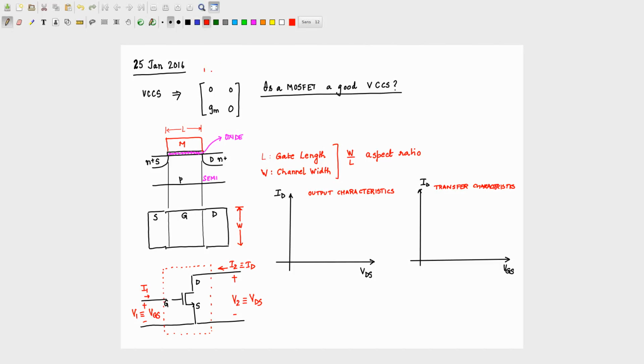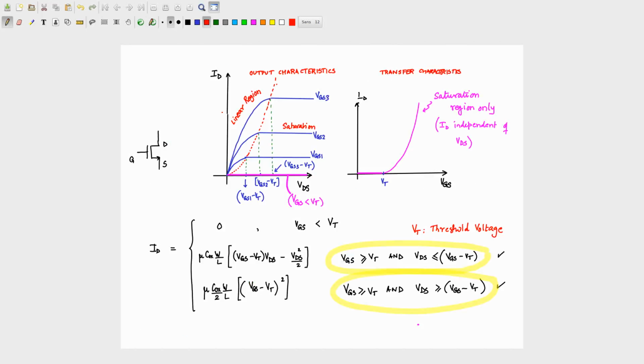Okay. So why did we start doing all this? We started doing all of this because we asked the question as to whether a MOSFET is a good voltage controlled current source. And by a good voltage controlled current source, from the previous lecture, we know that we are looking for a Y matrix. This is the incremental Y matrix, and we want an incremental Y matrix which is 0, 0, gm, 0. The question we are asking is whether a MOSFET is a good voltage controlled current source or not. Alright. So, in which region do you think this MOSFET can behave as a good voltage controlled current source? Is it in the linear region or in the saturation region?